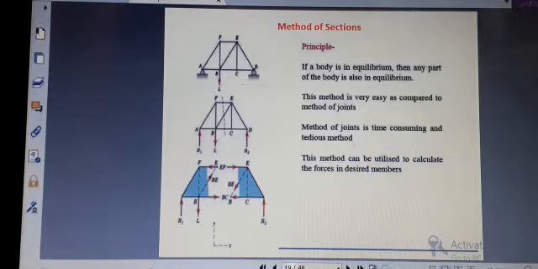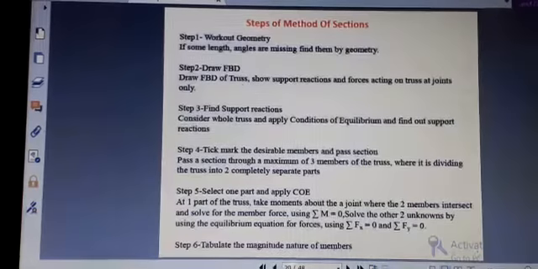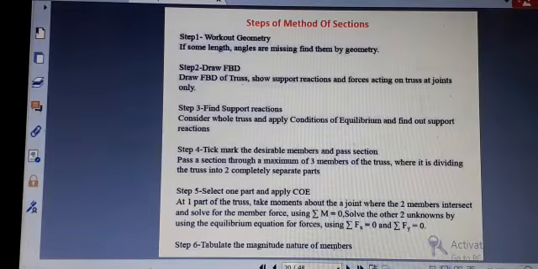This is a very important point about the method of section. In the method of joint, we have to calculate the forces in all members. And if we have to calculate the forces in designated members, then we can use the method of section. Now, the steps of the method of section.